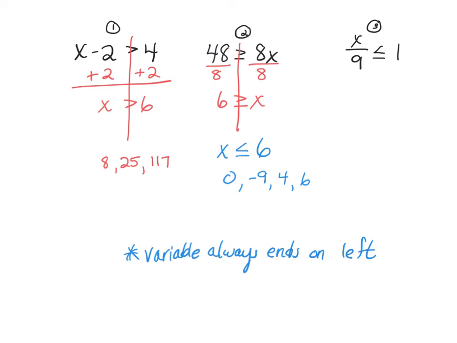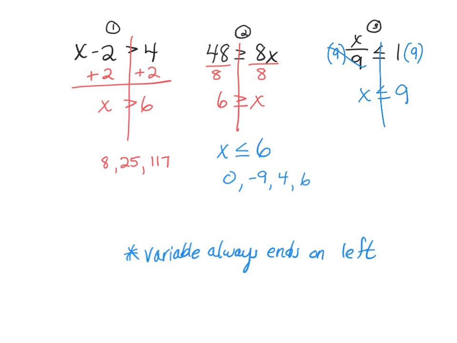Last but not least, I've got number 3. I'm going to draw my wall. On the left-hand side, I have x being divided by 9. And since we're dividing by 9, we need to do the opposite or inverse, which is multiply by 9. I'm going to show my multiplication with parentheses. That leaves me with x is less than or equal to 9. So anything less than or equal to 9 is the solution to this inequality.